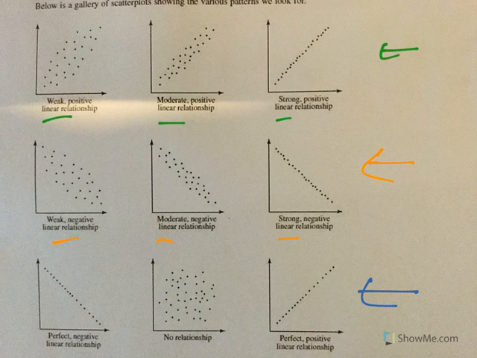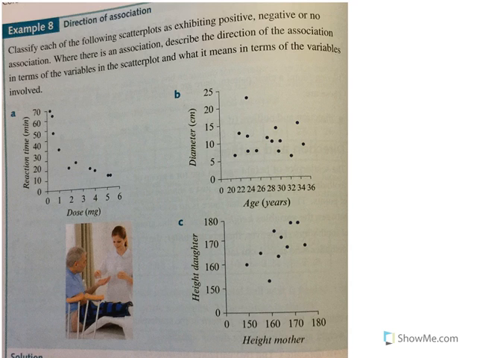So you need to have an idea of those sorts of things, you know, multiple choice question or whatever. There might be a graph and you're asked which one would best describe, or which graph best shows. So let's have a look at a couple of examples. This example here says classify the following scatter plots as exhibiting positive, negative or no association.